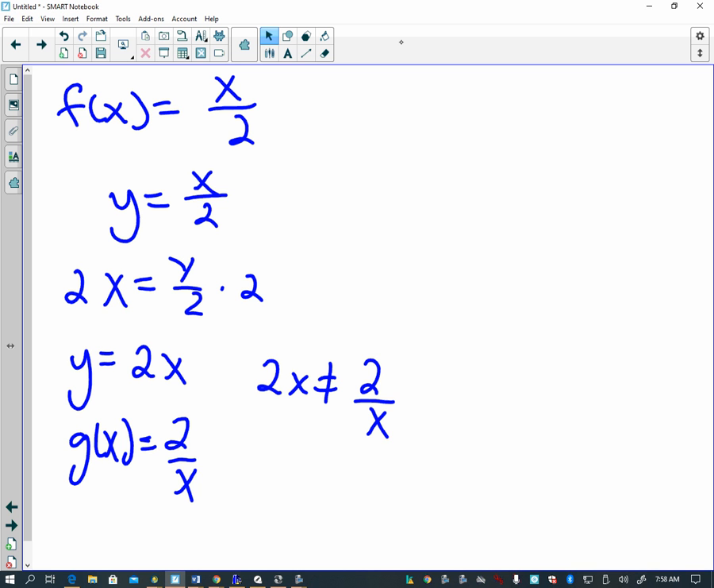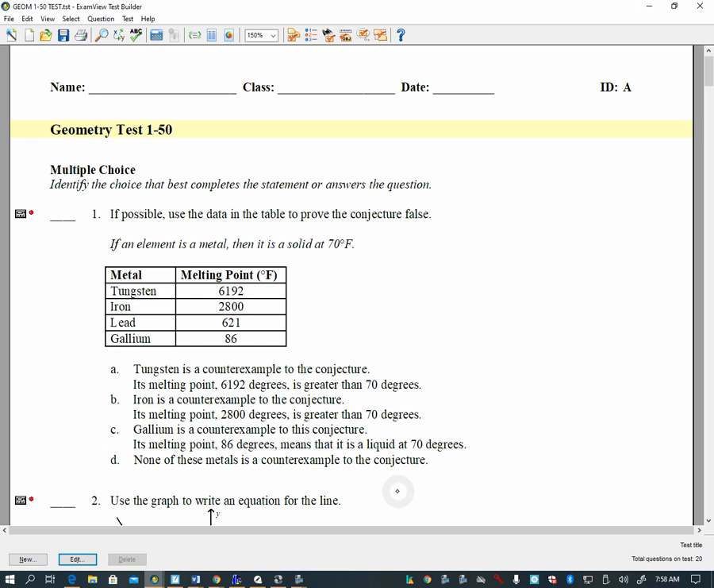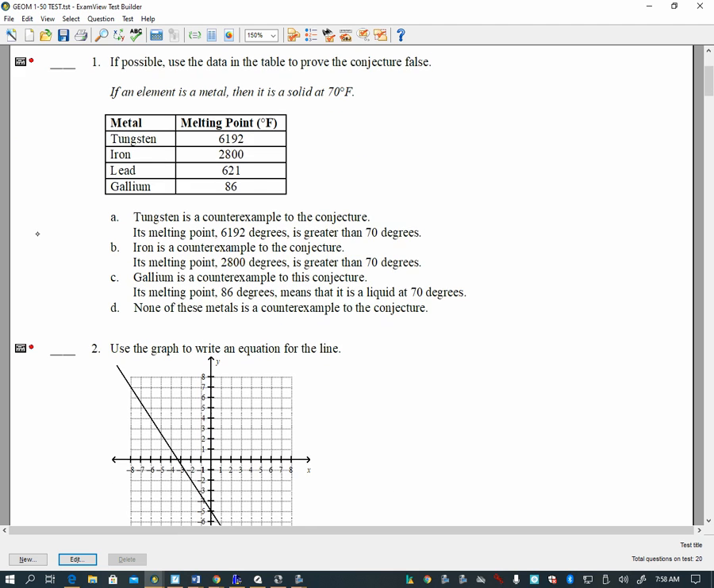Okay, and we'll get back over here. This is our geometry 1 through 50 review. The year is 2021. All right, we're going to go through this kind of question by question. How are we on something like question number 1? It says, if possible, use the data in the table to prove that the conjecture is false.